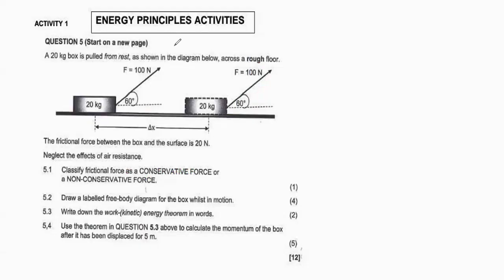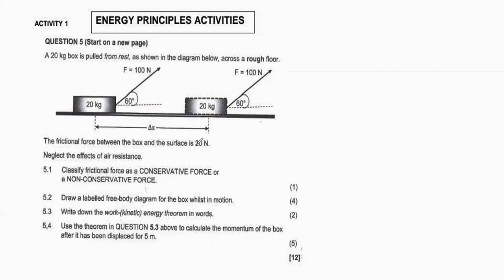Okay, so we have energy principle activities. We have question 5 here. A 20 kg box is pulled from rest as shown in the diagram below across a rough floor. So it's telling you that the V initial is 0, and it's moving across a rough floor, meaning there is frictional force. Then just down below the diagram, they mention the frictional force. They say the frictional force between the box and the surface is 20 newtons.